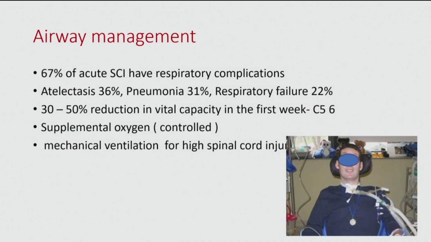Airway management: 67% of acute spinal cord injuries have respiratory complications, atelectasis in 36%, pneumonia in 31%, and respiratory failure about 22%. And there is a 30 to 50% reduction in vital capacity for C5, C6 in the first week. So you may have to give supplemental oxygenation and supported ventilation.